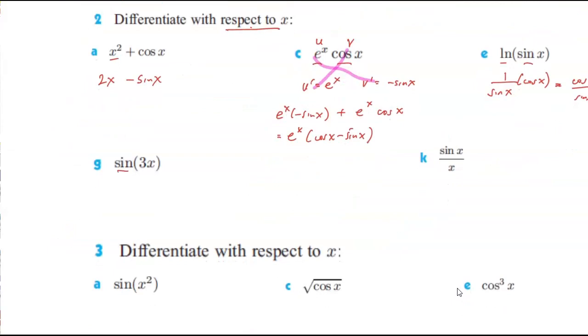Outside function is sine x, inside function is 3x. So we take the derivative of the outside function, it's cosine. We leave the inside the same. Then we do chain rule on the inside. Simplified, it's 3 cosine 3x.